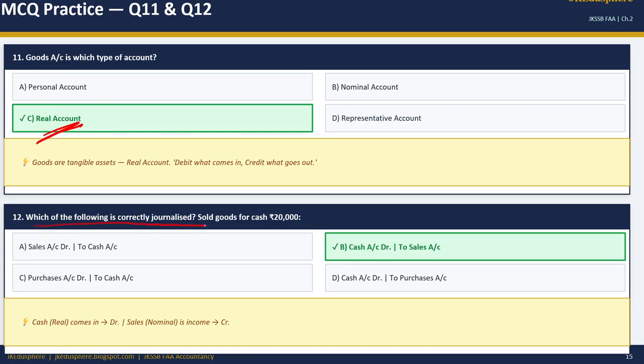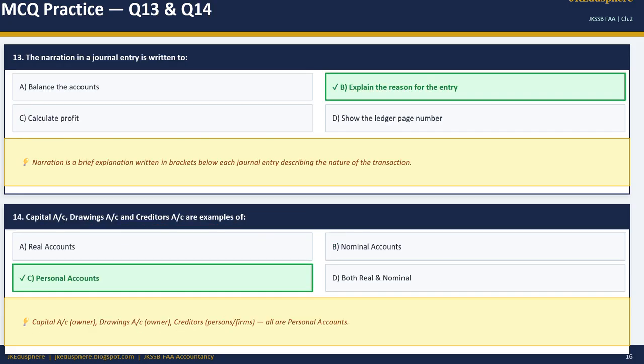Which of the following is correctly journalized? Sold goods. Cash account will be debited and to sales account. As we see, cash is real, so debit. Sales is nominal, and income, so credit. The narration in a journal entry is to explain the reason for the entry.